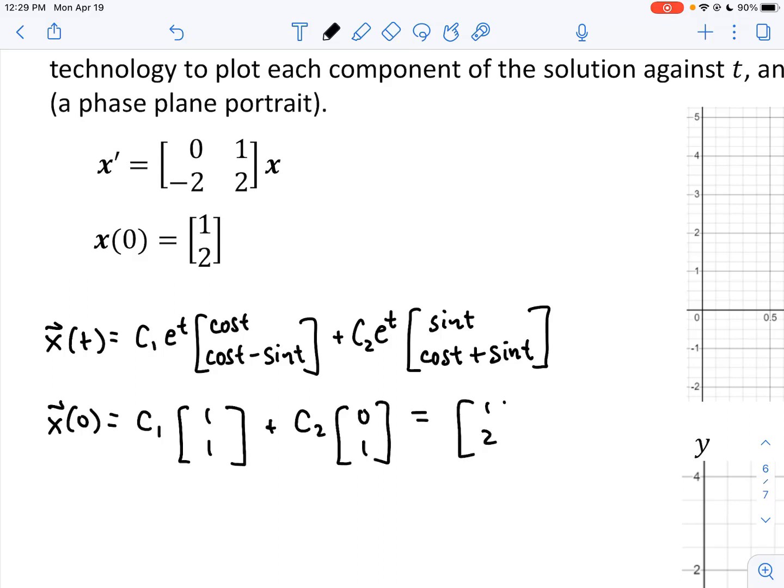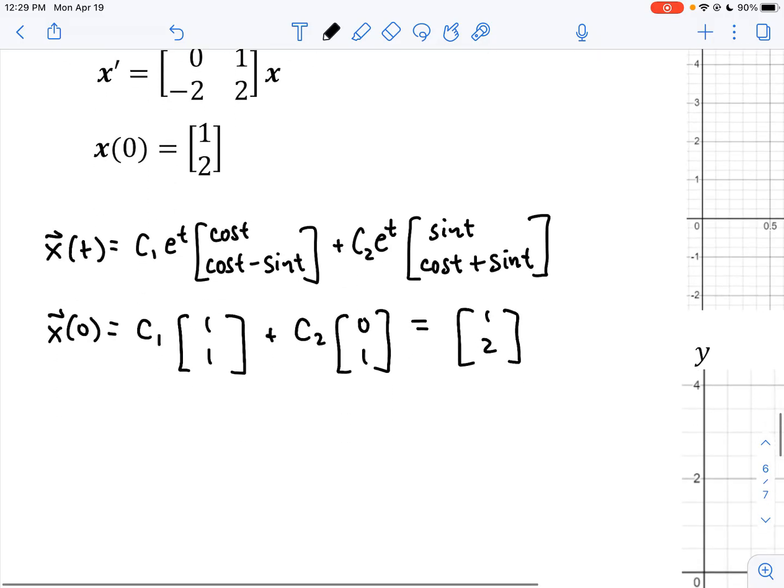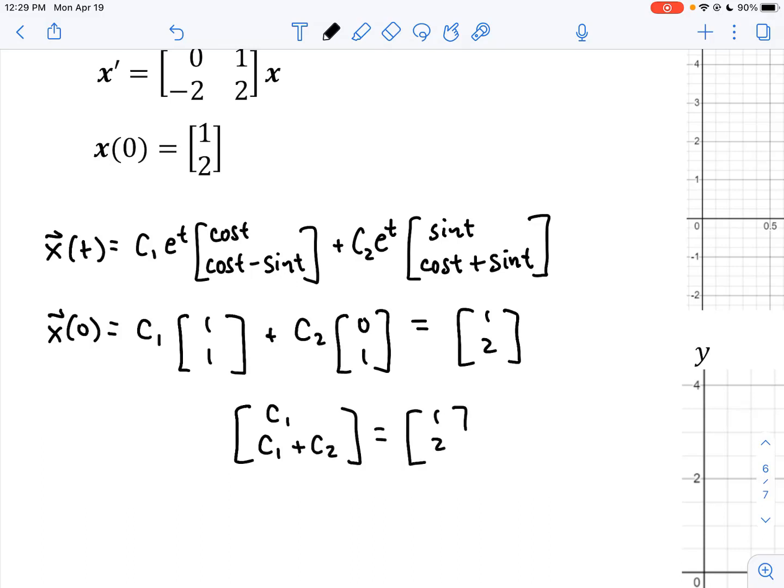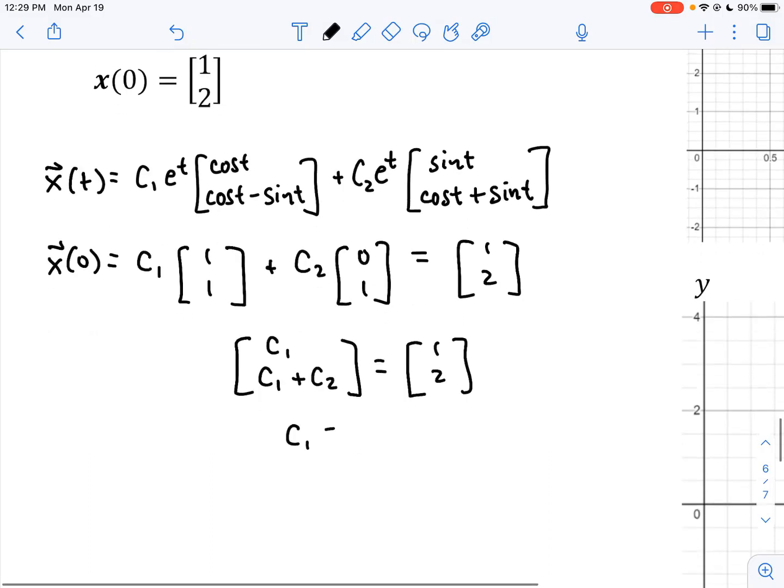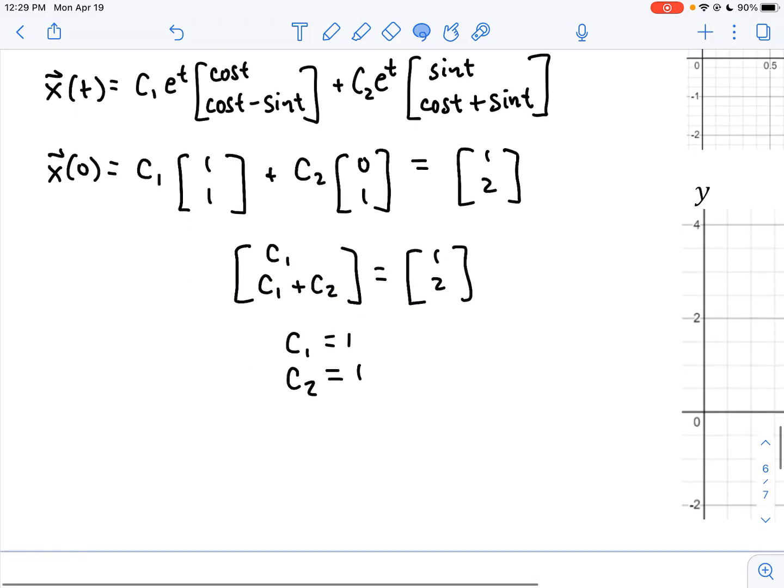So we want this to ultimately be the 1, 2 vector. Well, if I combine all this into one vector, what would that read as? It would be c1 plus no c2. It would just be c1 up top. And the bottom would be c1 plus c2. And we want this to be equal to 1, 2. Well, this tells me that c1 has to be 1. And c2, therefore, is going to have to also be 1. It's a rather simple system to solve. There's c1, and now that I know that c1 is 1 and I want these to add to 2, I know what c2 is.